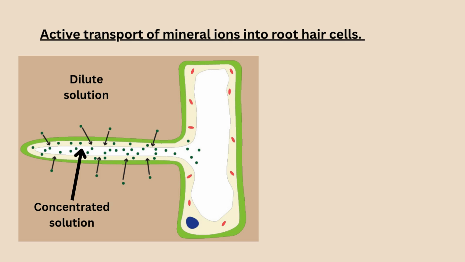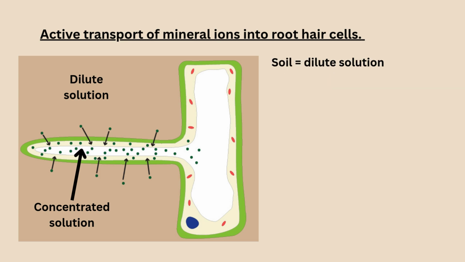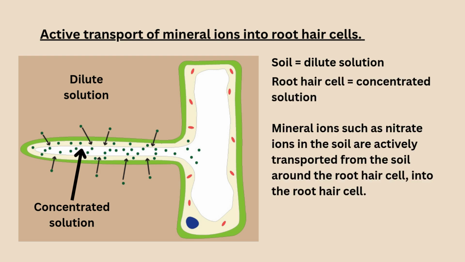Active transport of mineral ions into root hair cells. Active transport moves substances from a more dilute solution to a more concentrated solution, so it's against a concentration gradient, using energy from respiration. The soil solution is a dilute solution, but the root hair cell contains a concentrated solution, and mineral ions such as nitrate ions in the soil are actively transported from the soil around the root hair cell into the root hair cell.